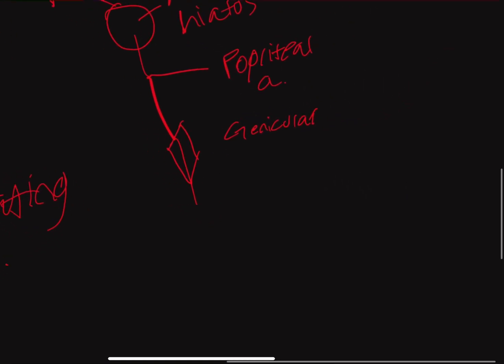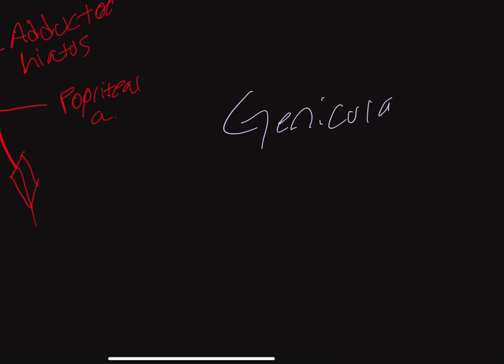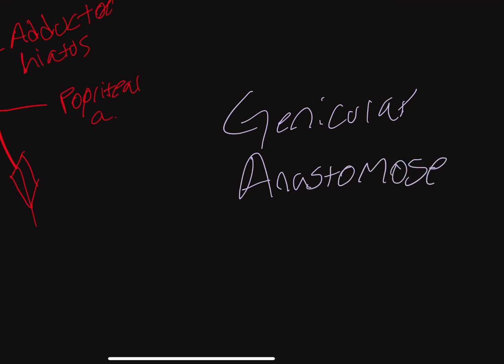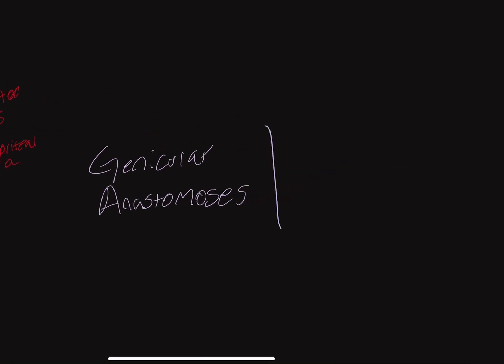actually I'm going to write this over here a little bit. I want to make its own table, right? We're going to make it a different color, just so it can pop out a little more. So we're going to have our genicular anastomosis. I don't know if this is how you spell it, but just know it's called an anastomosis, right? So this genicular anastomosis is made of a couple things, all right?